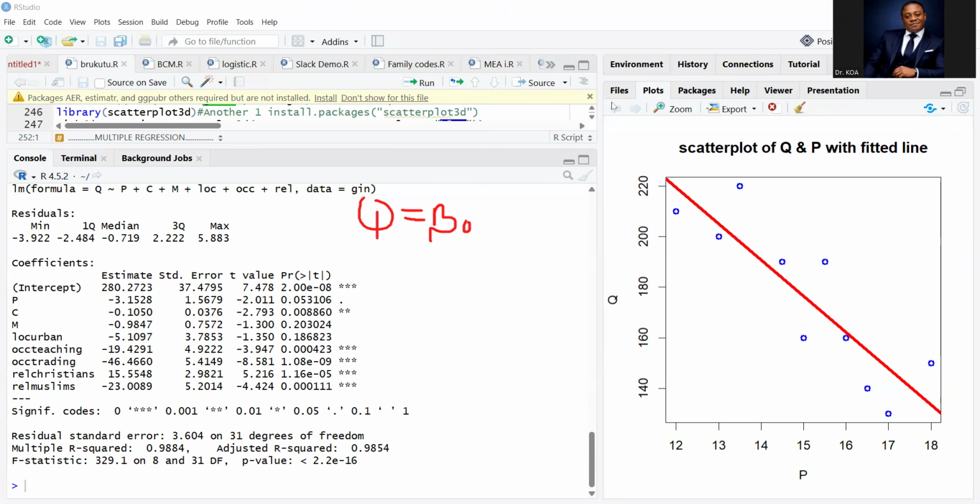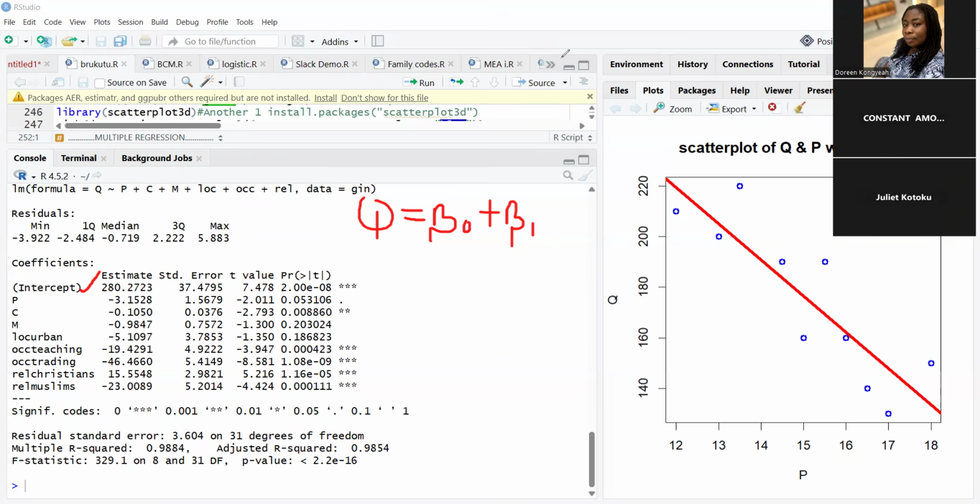Beta naught represents the intercept, which is this one. That intercept doesn't have any independent variable. Then you write plus, and you write beta 1. Beta 1 is the first independent variable. Looking at the regression result, who can tell us what the first independent variable is? Yes, constant.